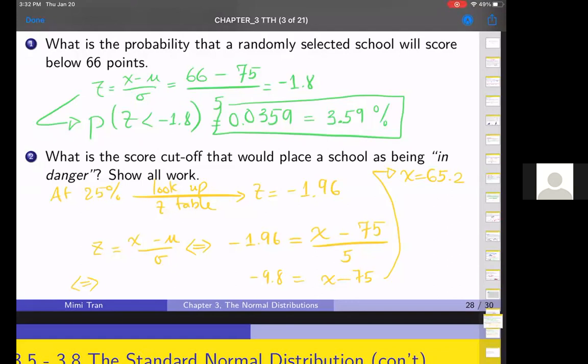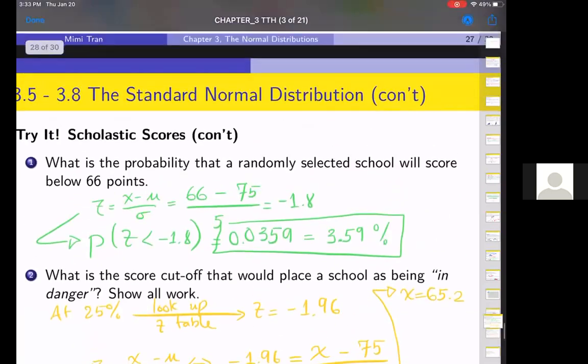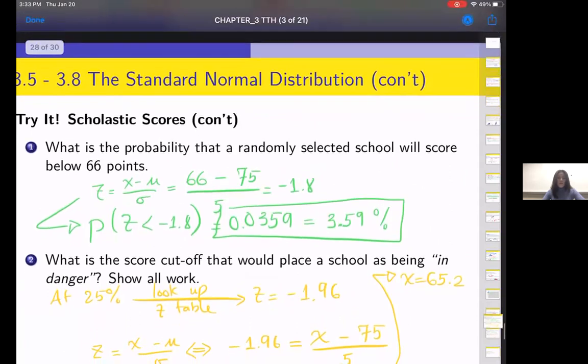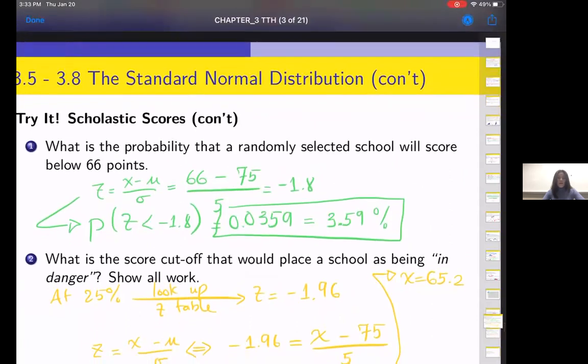I have a question. Go ahead. When I was looking for the Z score, I thought it would be negative 0.668, because wouldn't that be 2.5%, not 25%? So on the table, you're looking for 0.25. Yeah, but the negative 1.96, I didn't really look. I kind of took somebody's word for it.